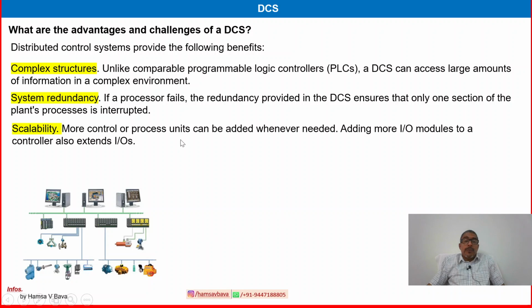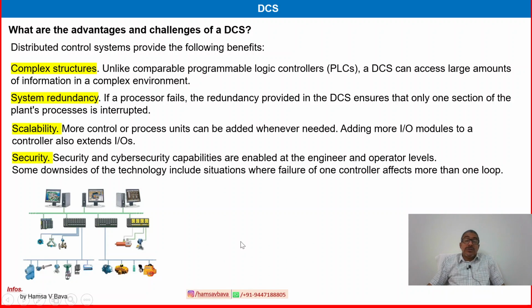Scalability, more controller process units can be added whenever needed. This is very important. Adding more I/O modules to a controller also extends the I/Os, input output devices. So the scalability is there in a DCS system. Security is also very important. Security and cyber security capabilities are enabled at the higher engineer level and operator level. Some downside of the technology includes situations where failure of one controller affects more than one loop.